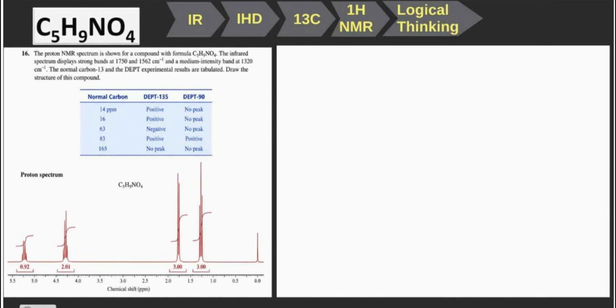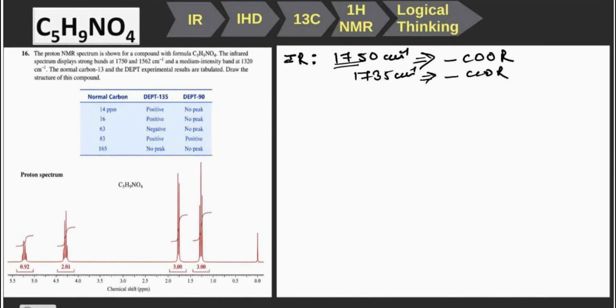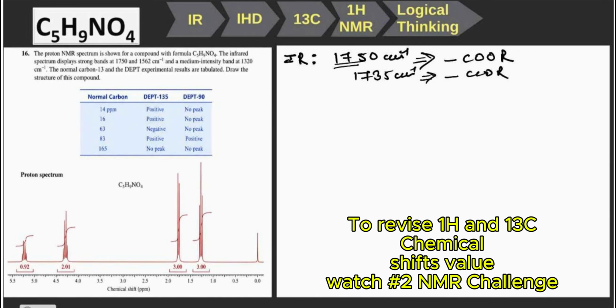So first we will see the IR values. There are three IR values. One is 1750 per centimeter. This IR value indicates the presence of an ester group in the molecule, because 1735 also indicates the presence of an ester group. So this is a bit higher. Maybe there could be an electron withdrawing group which is making it higher.